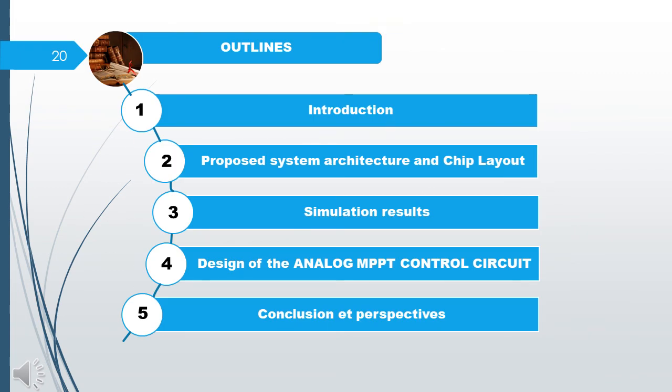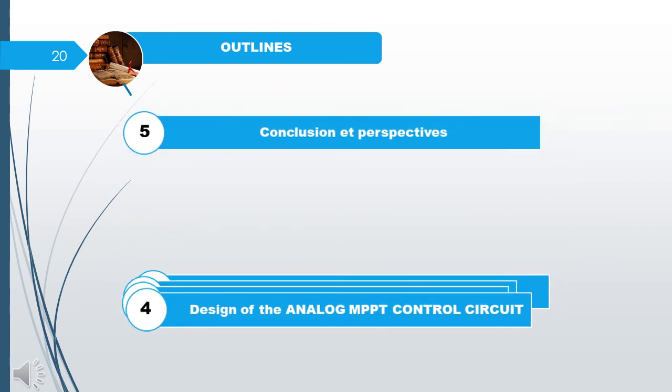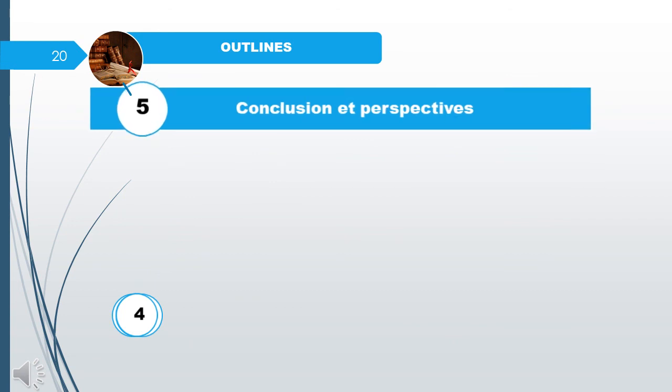We close this presentation with conclusions and perspectives. During this work, we have ensured the proposed MPPT control strategy has the ability of fast tracking of the MPP for PV systems. The proposed analog MPPT technique gives a maximum efficiency of about 99.4% at 1000 watts per square meter with an optimum number of electronic functions.